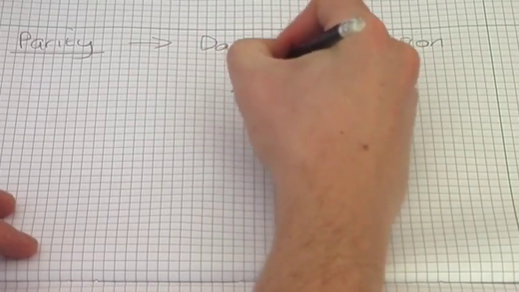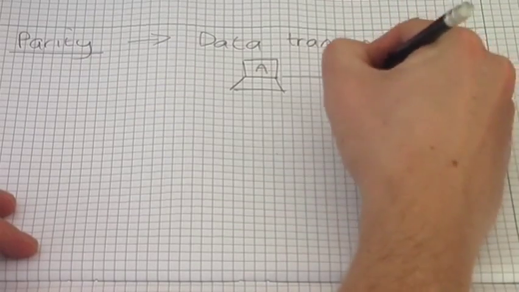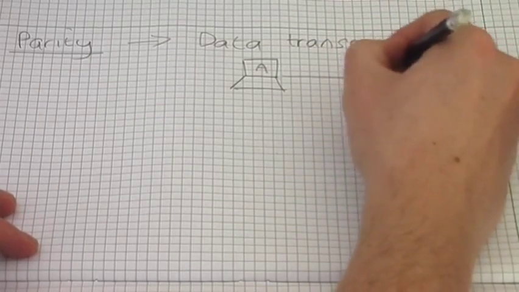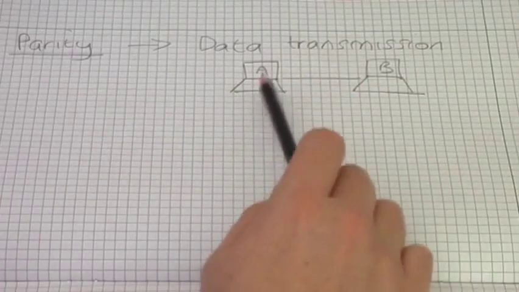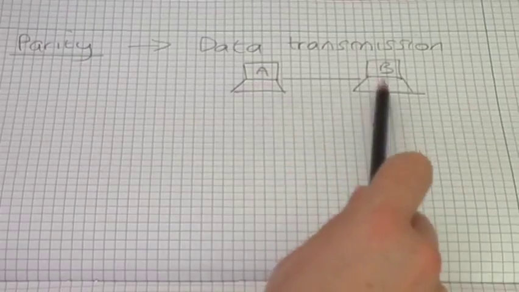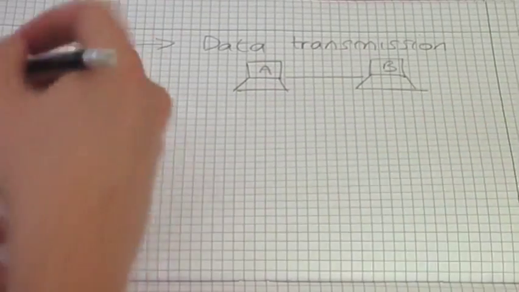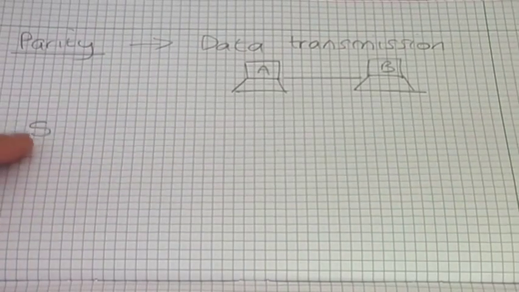So what we're going to talk about today, we're going to remember that we've got two devices. This can be device A, this can be device B, and they are connected together, and what we want to do is transmit some data between the two of them. Okay, now the data that we're going to transmit between the two of them is the letter S. In fact, specifically the capital letter S.